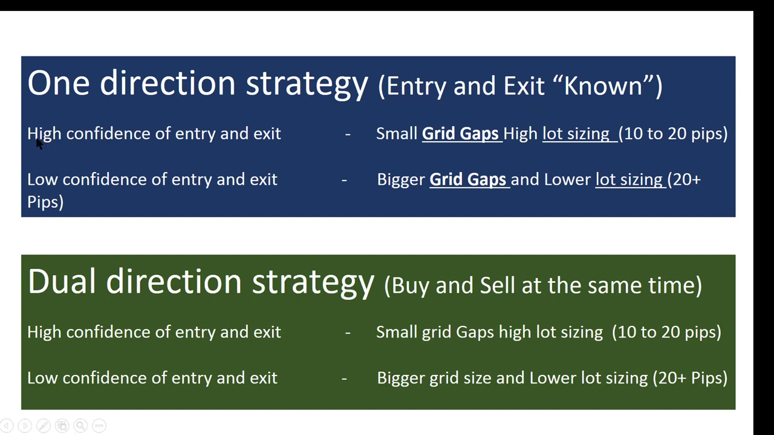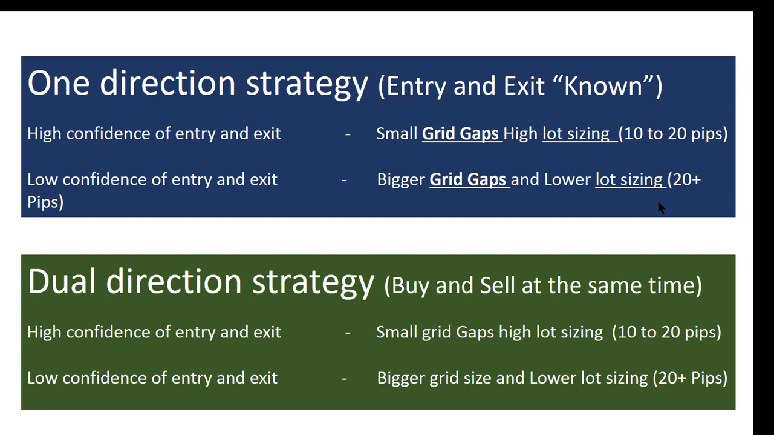So if the experienced trader has high confidence of their entry and exits, they would use small grid sizes and high lot sizing for their strategy, and small grid sizes are from 10 to 20 pips. So those are the most important settings. Only your lot sizing and the size of your grids are important based on the confidence level you have of your entries and exits. Now, if you have low confidence level, you're not a very good trader, then you need bigger grid sizes and you need lower lot sizing. As simple as that. So there's your settings that you need.